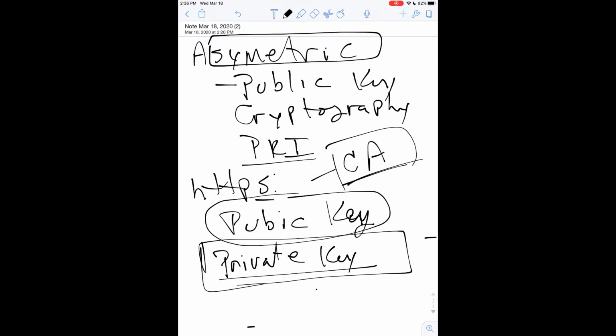So we use that private key, and now whenever we want to send data, I can encrypt the data using the private key, and anyone that has the public key can decrypt the data. On the flip side, if someone wants to send me data, they can use the public key to encrypt it, and only the private key can decrypt it. So that's kind of the way that works.